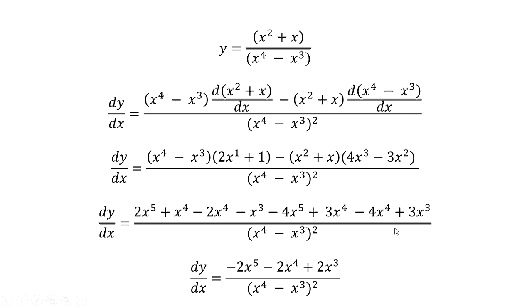So this is how you can apply the quotient rule of differentiation and get the answer.